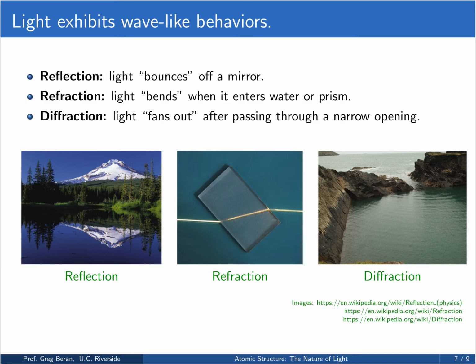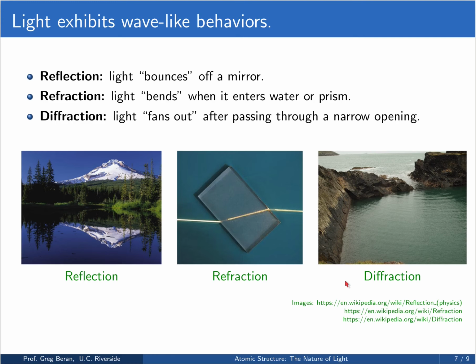Finally, let's talk about some of the wave-like behaviors of light. So light has a number of properties you've seen before. For example, reflection, where light bounces off a mirror or reflects off the surface of a lake. Refraction, where light bends when it enters a different medium, such as water or a prism. For example, you've probably noticed this when you stuck a straw in a glass of water and it looks like the straw is bending when it enters the water.